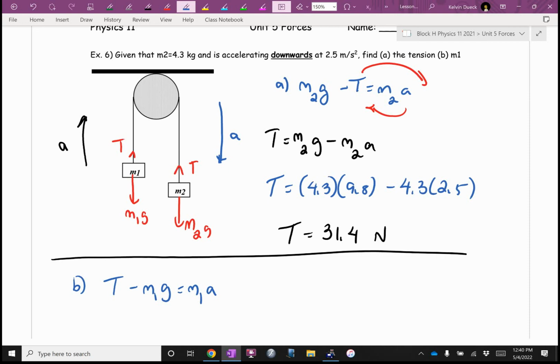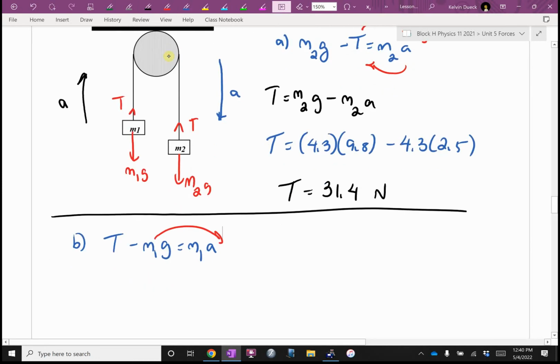Because, Bryce, what am I trying to find? M1. How many M1s do I have in this equation? How many would I prefer? Let's get them all to the same side. So all plus and minus. You know what? I think I'll plus the M1G over to this side. And I'll get this: tension equals M1A plus M1G.